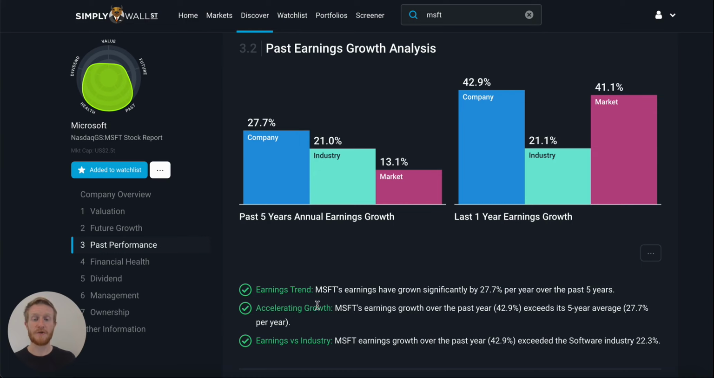So this tells us that, yep, the company has a proven track record of being able to grow its earnings. The next check we do is we compare the past 5 years worth of annual earnings growth to the past year of annual earnings growth. And why we do this is just to see if earnings are speeding up, or the growth of earnings are speeding up.